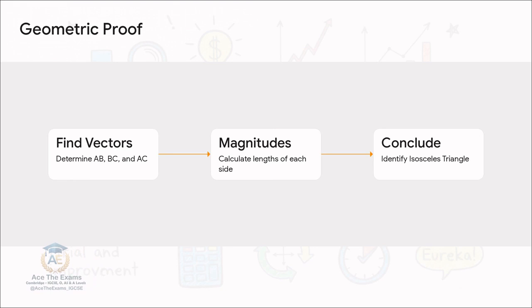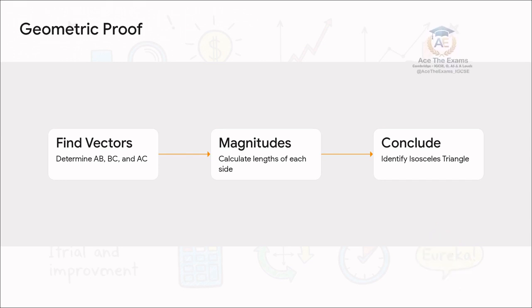Time for challenge 2, find the flaw. Examiners love to test your deductive logic by making you prove a shape's properties purely through vector magnitudes. In another scenario, you calculate vectors AB, BC, and AC. You run the magnitudes and get 25, 25, and 20 root 5. Now, if Alex wrote a paragraph saying, the lengths are 25, 25, and 20 root 5, so it's a triangle.